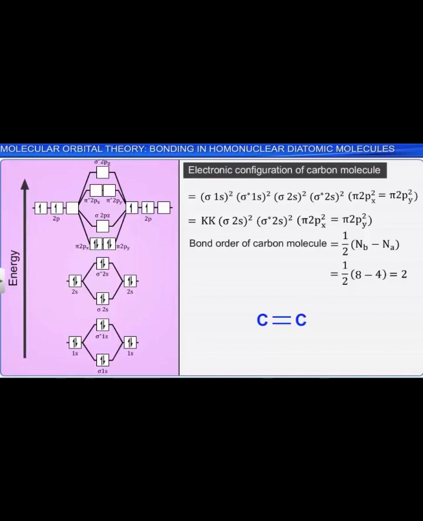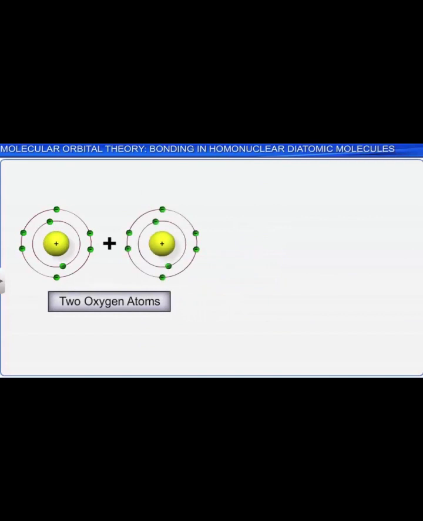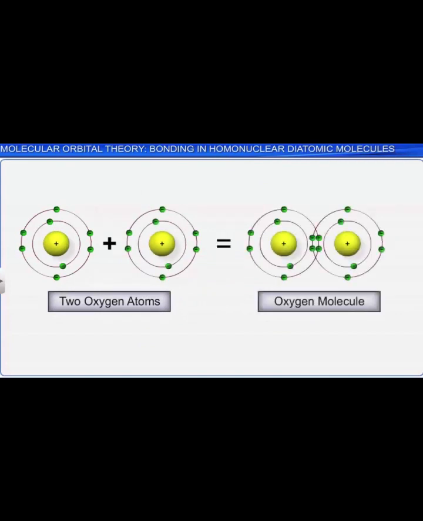Now let's look at the bonding in an oxygen molecule. 2 oxygen atoms combine to form an oxygen molecule. The electronic configuration of an atom of oxygen is 1s2, 2s2, 2p4, and hence there are 16 electrons in a molecule of oxygen.